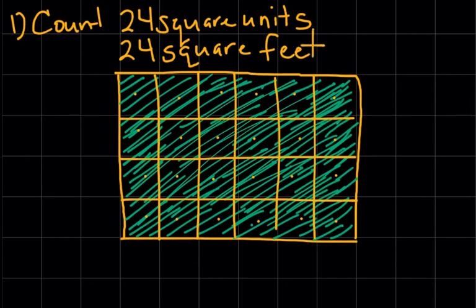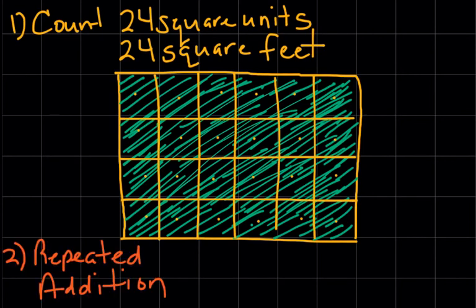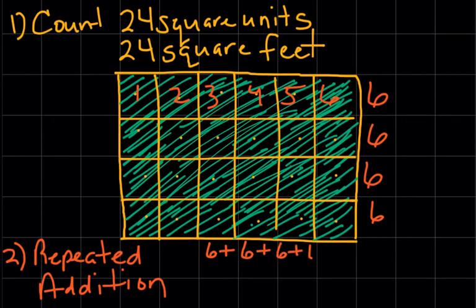The second strategy that we discussed was to use repeated addition. So we would just count how much is in each row. There's 1, 2, 3, 4, 5, 6. If there's 6 in that row, I know there's 6 here, here, and here. And so we could do 6 plus 6 plus 6 plus 6. Repeated addition. These two combined make 12. These two make 12. You add up those, and you get 24.